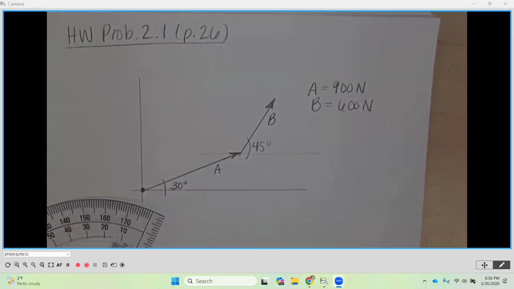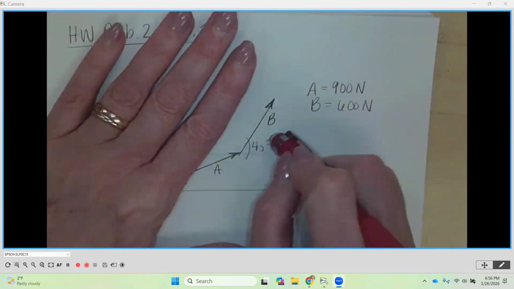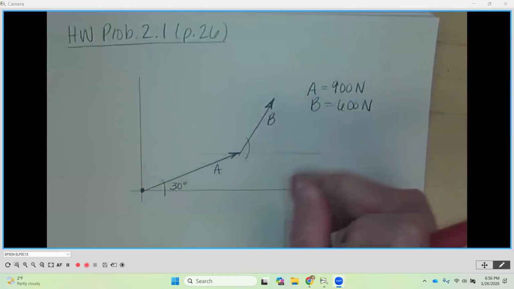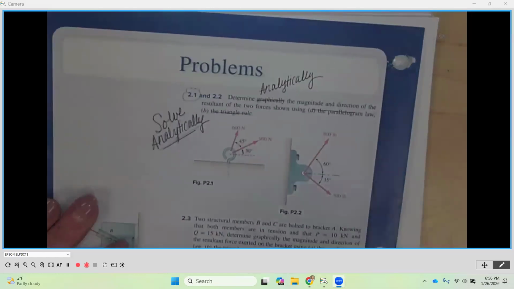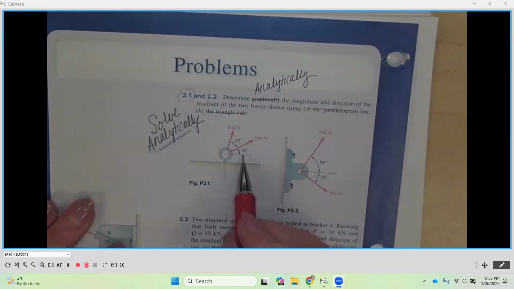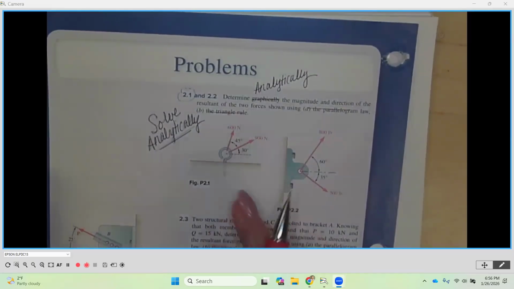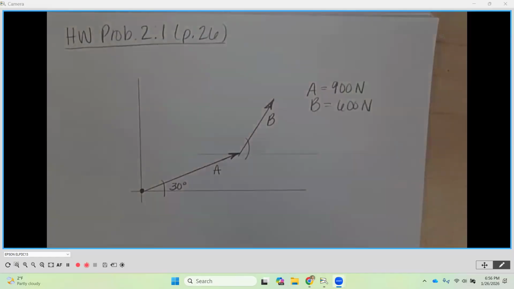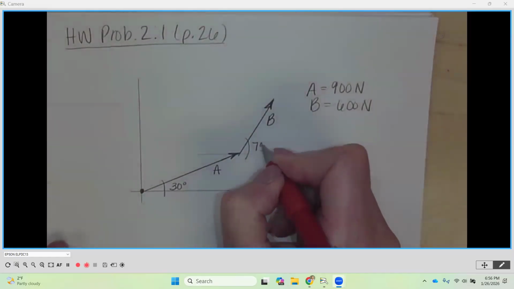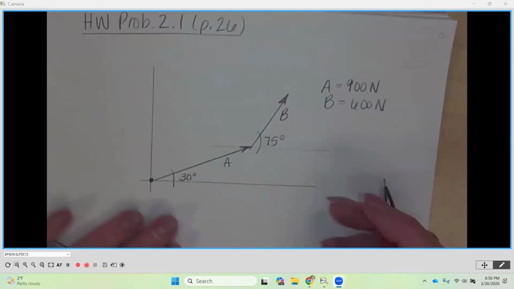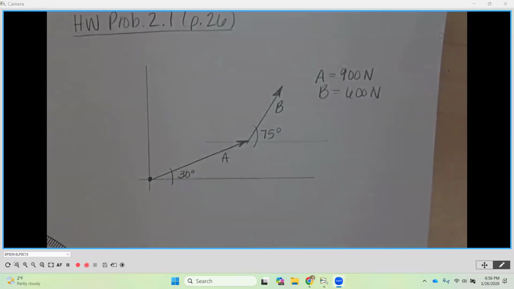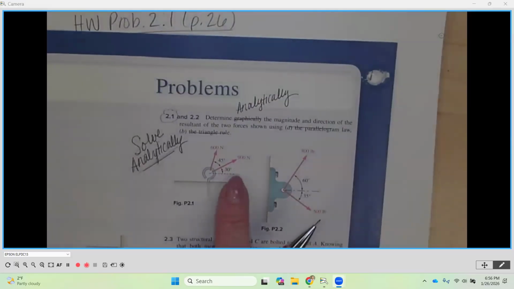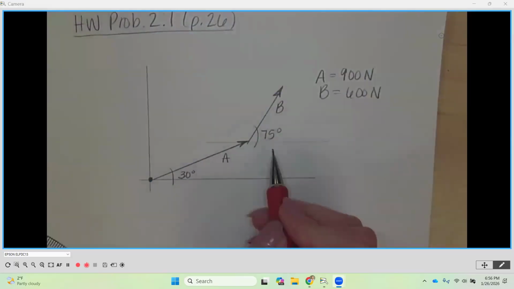You kind of see, oh, that is not right. It's not 45 degrees. From horizontal, it's 30 plus 45, so it's actually 75 degrees. So actually my diagram looks closer proportionally. Make sure you're going from the reference of 0 degrees. So that's 75 degrees up.